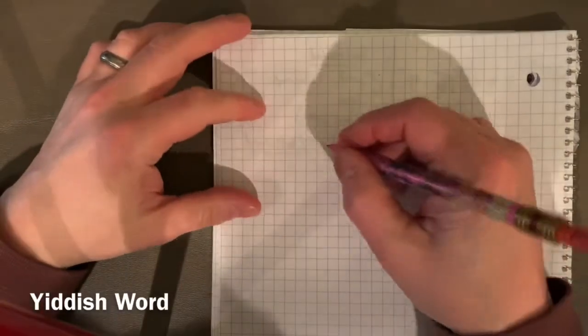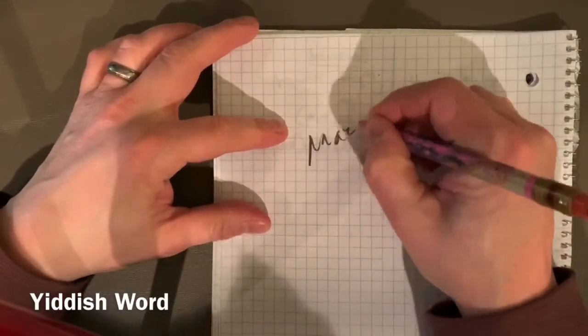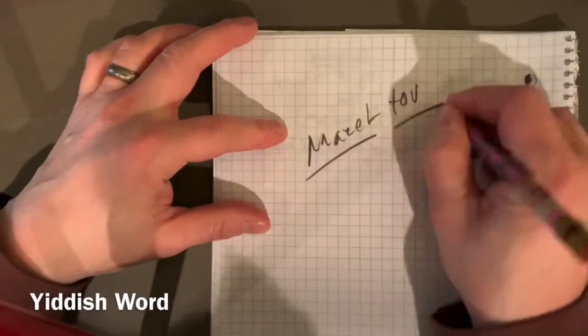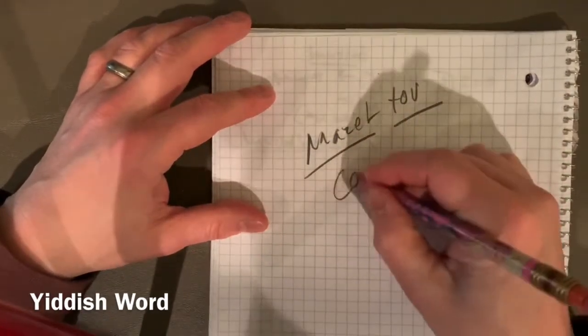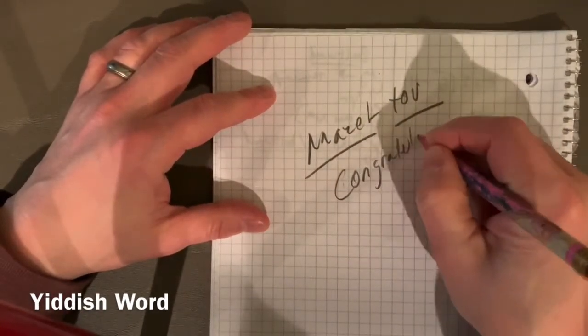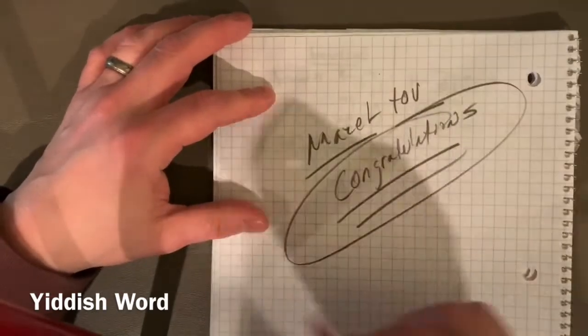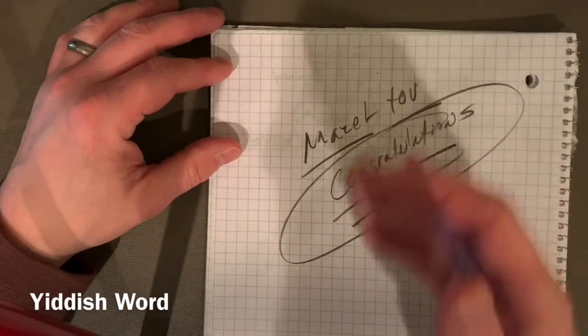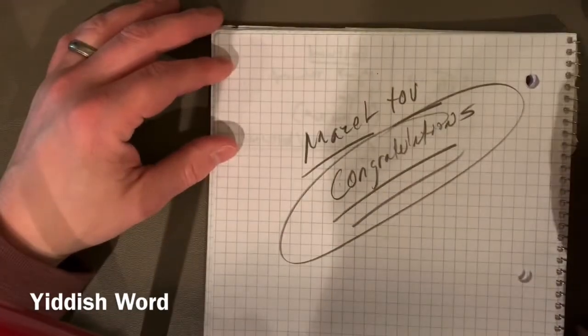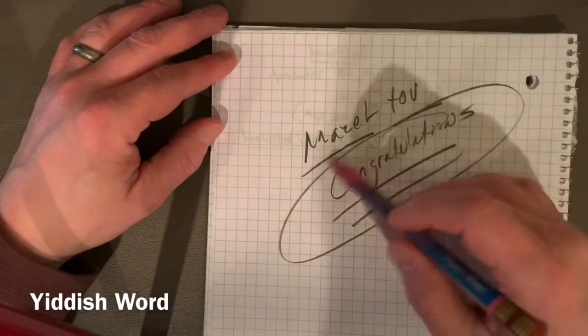And your Yiddish word of today is Mazel Tov. And Mazel Tov is just a phrase that means congratulations. Anything that's celebratory. If someone did something great, you say, hey, Mazel Tov. You probably heard me use it in class 1,000 times. So your Yiddish word, Mazel Tov.